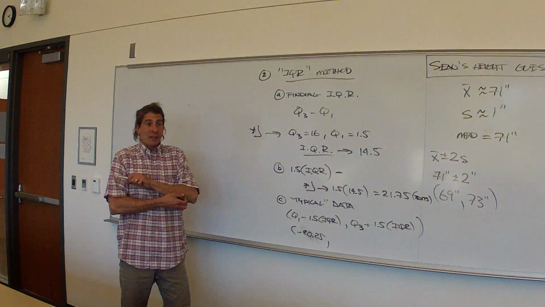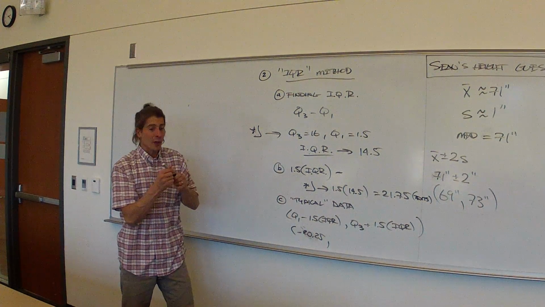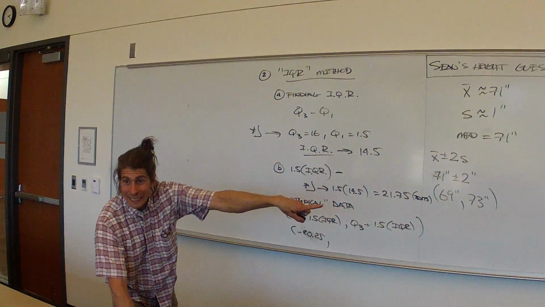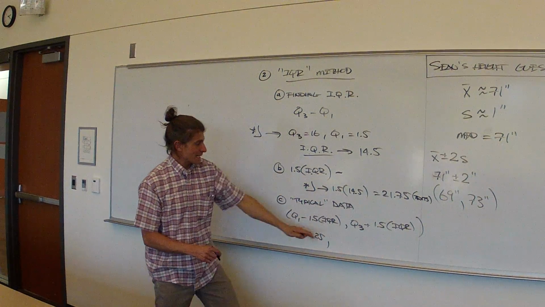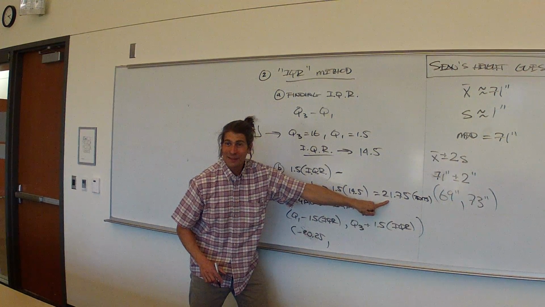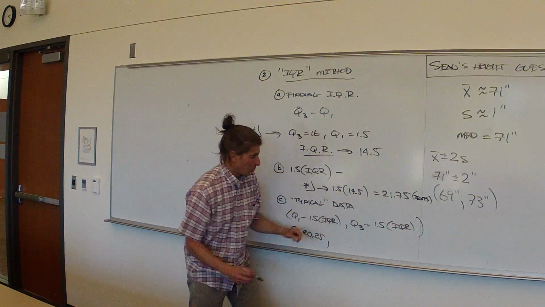Here's the interesting thing, though. Where does the top get cut off? Well, what you do is you go over to Q3, once I turn it back on. Q3 is 16. So you take 16 plus 21.75, and you get what, 37.75?